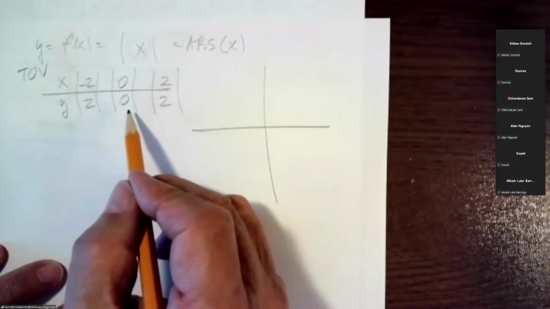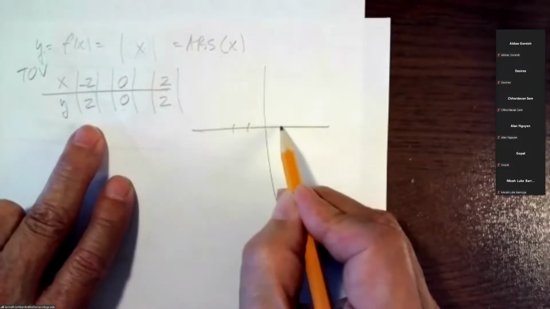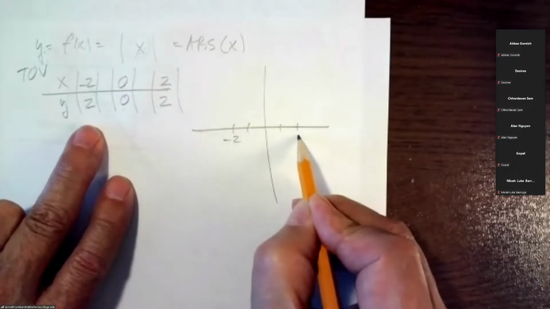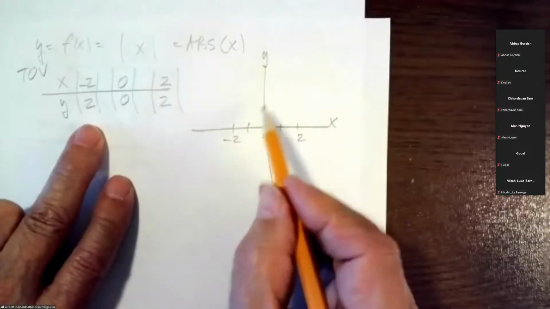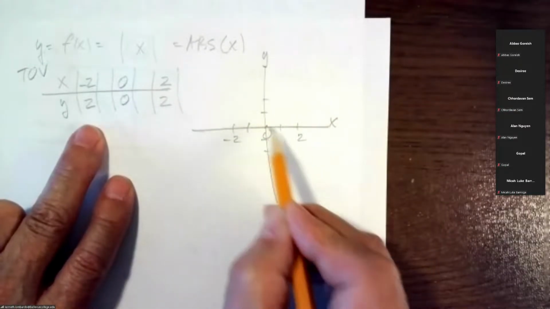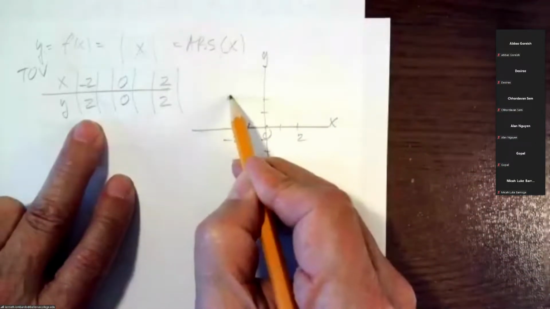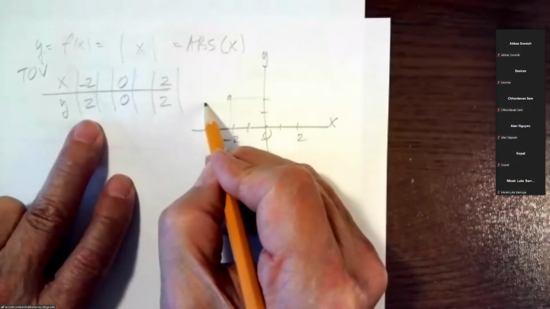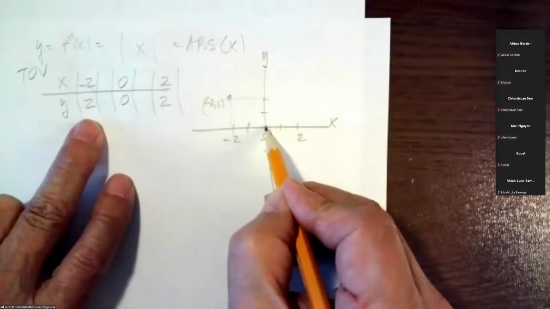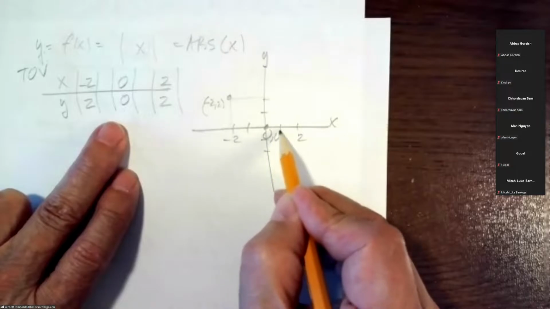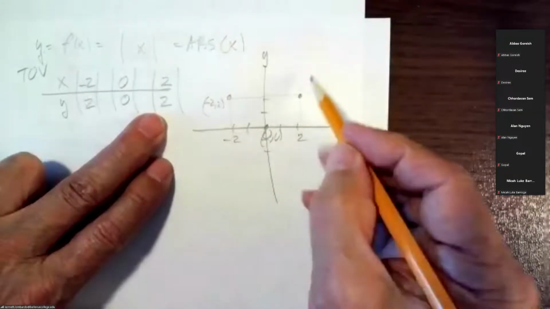So if I were to plot these 3 points, negative 2, positive 2, here's 0, this is x, this is y. At negative 2, I'm at y is positive 2, that's this point. There's negative 2, 2. And here I'm at 0, 0. And here I'm at positive 2 and 2.